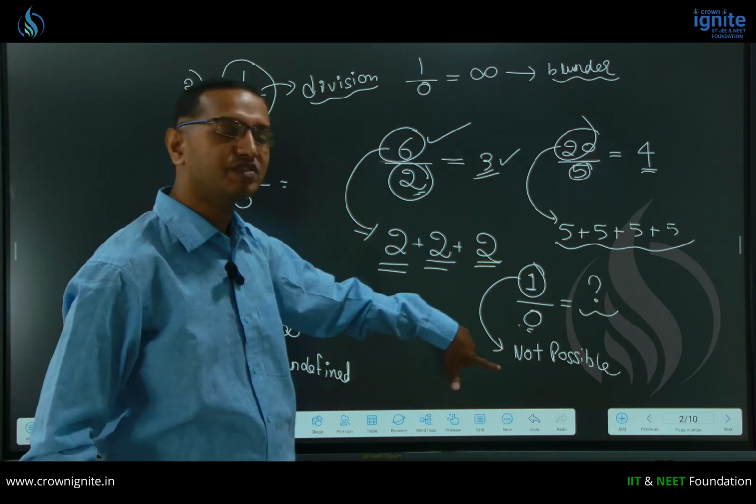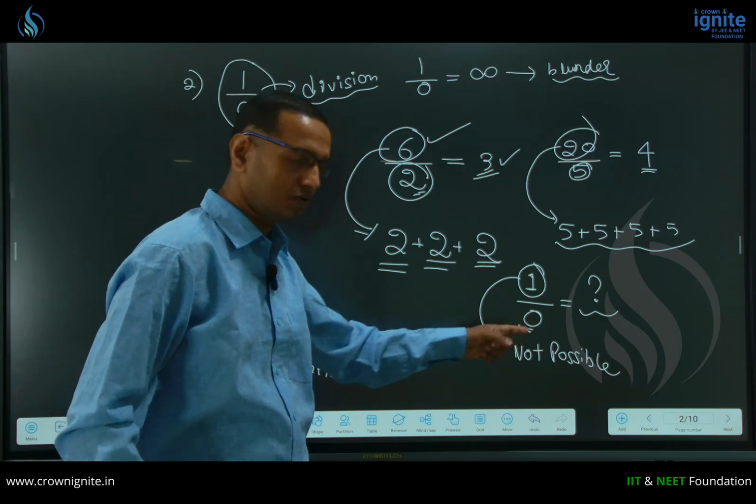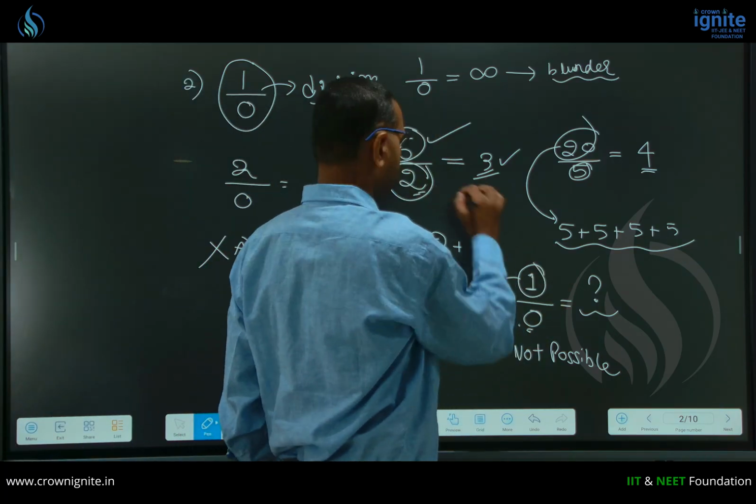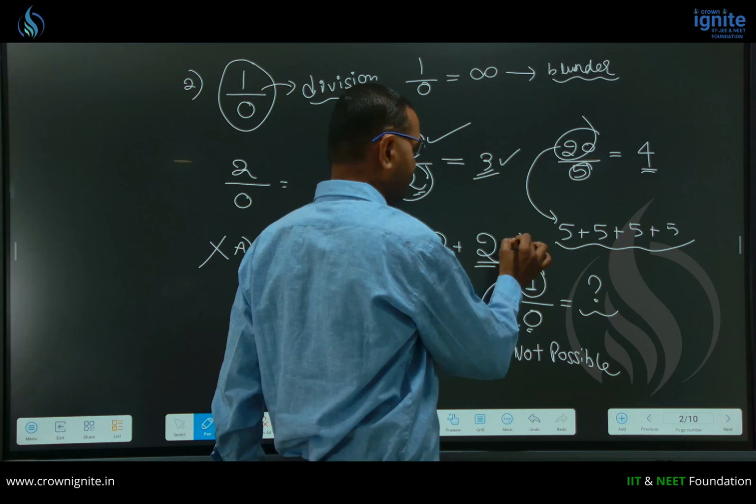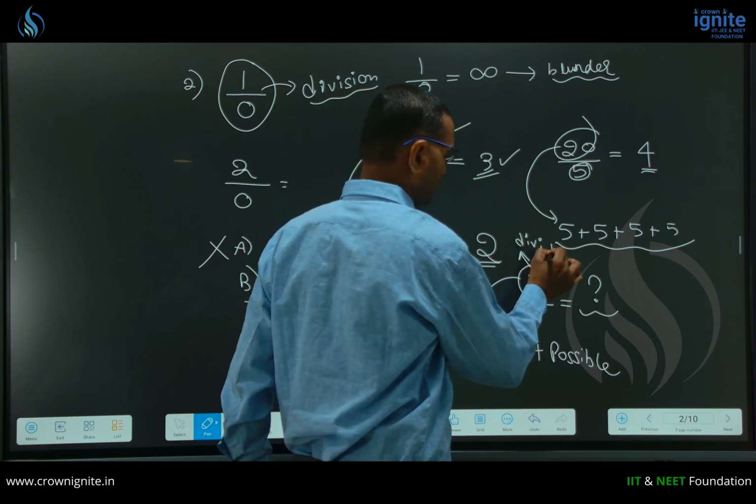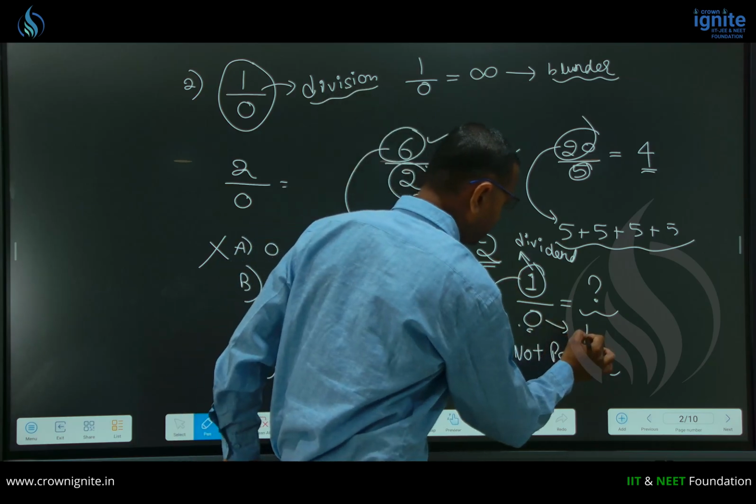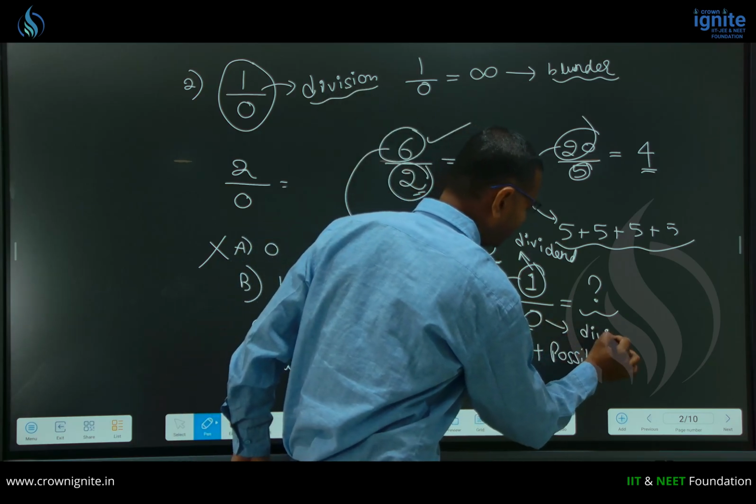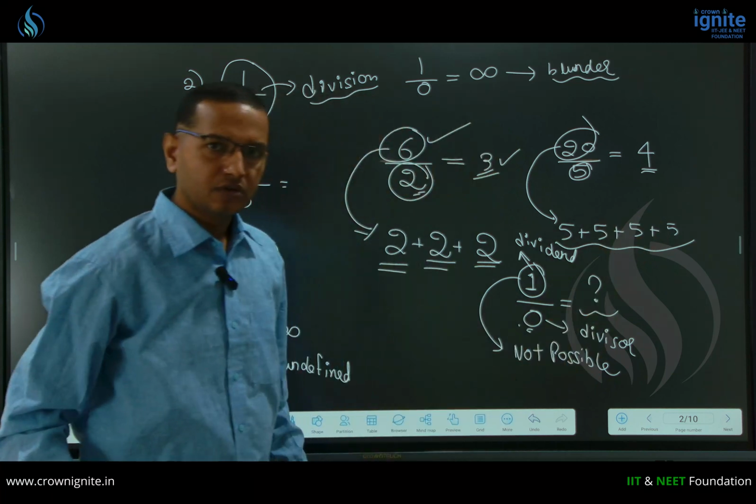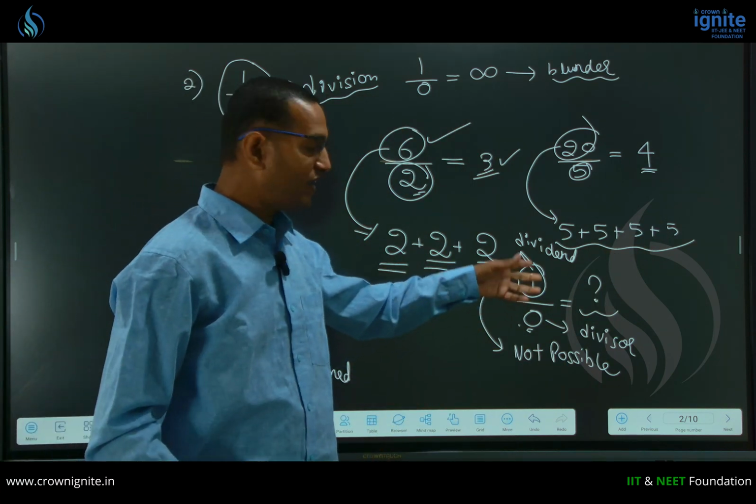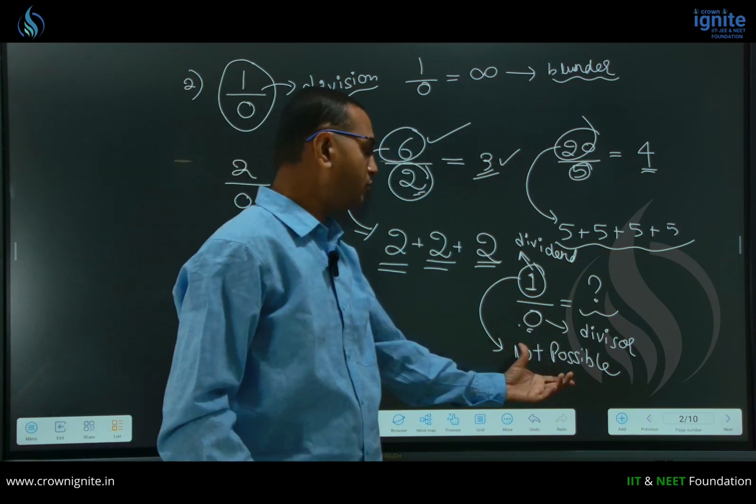And what is the number with which we are dividing? It is 0. Hope you know this. So basically the one is called a dividend. The numerator number is generally called the dividend and the denominator number is called the divisor. So here the divisor is 0. So nothing, and you are dividing something. So it is not possible to divide basically.